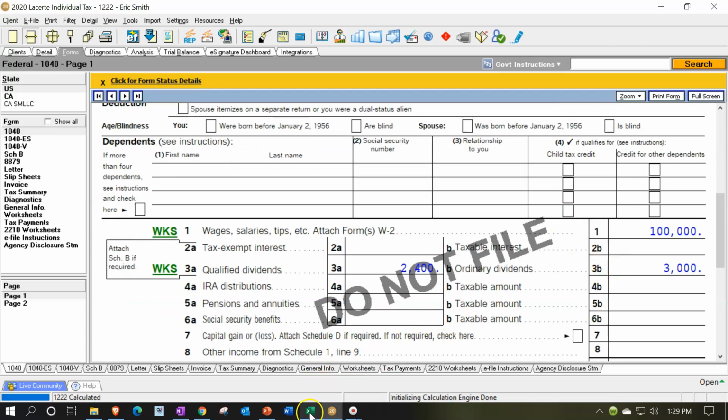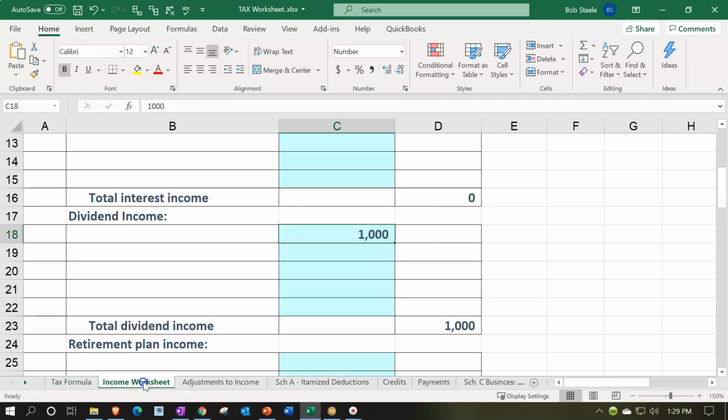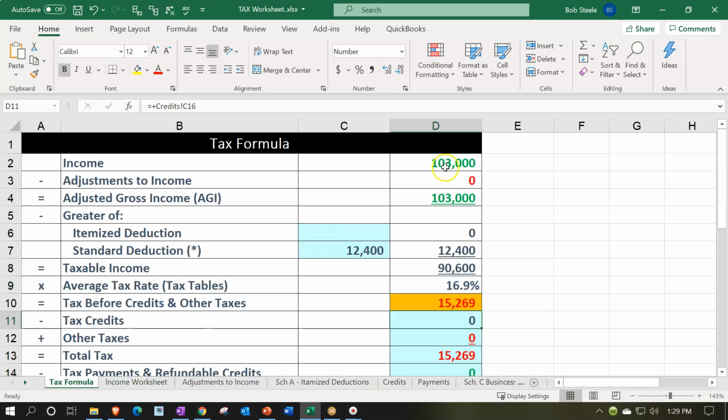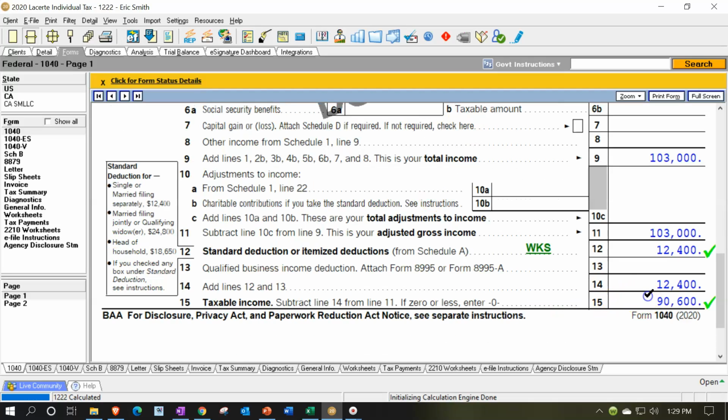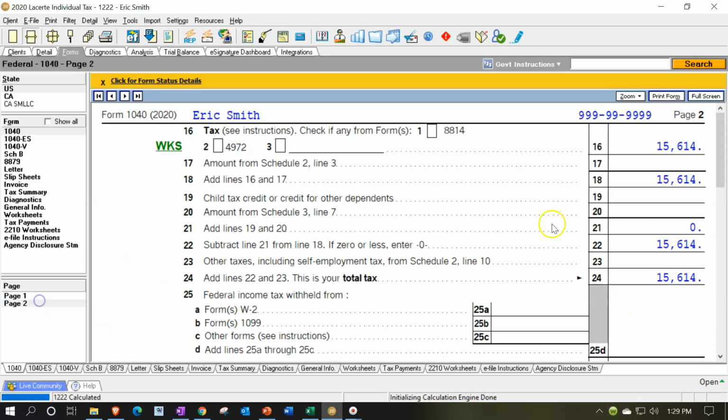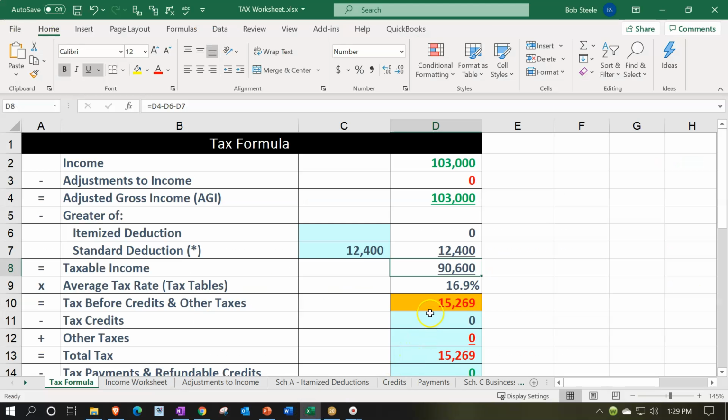So if I was to put that into my data sheet, I'd say, okay, worksheet, this is going to be another 2,000 that's going to be included in taxable income. Taxable income now, we're at the 103 minus the 12,004 to get to the 90,006. I can verify that number here. So that looks correct. 90,006, tax then calculated on it at 15,614, which I'm just going to populate here.